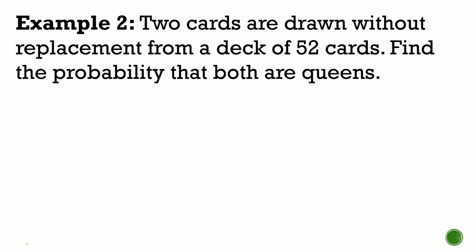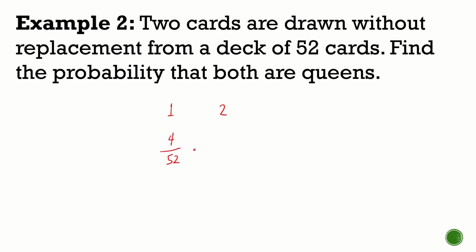That is right, there are 4: the Queen of Hearts, Queen of Diamonds, the Clover, and then the Spade, right? So, 4 queens. And then you're going to pick 2 cards. So, first pick, second pick.